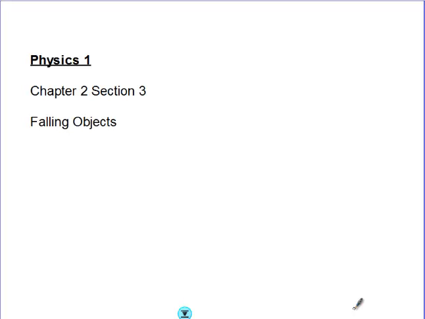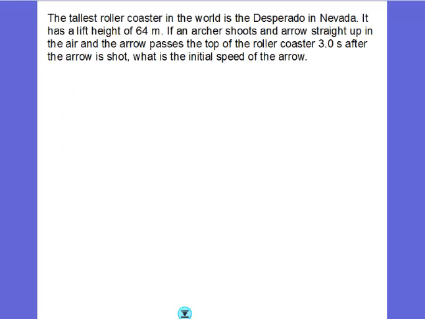Welcome to Physics 1. This will be over Chapter 2, Section 3, dealing with falling objects. Alright, so looking at a little sample problem here.